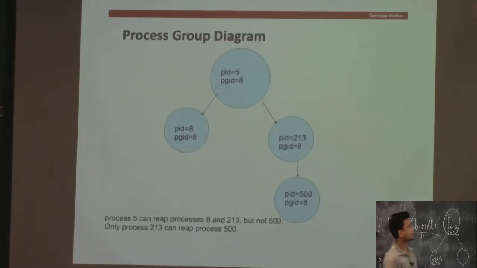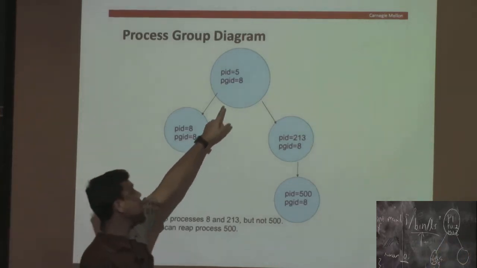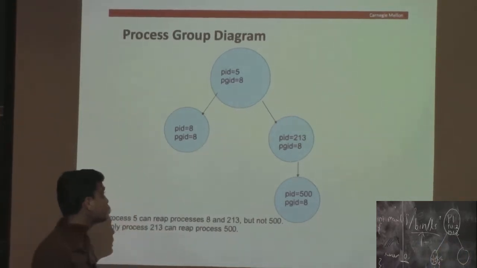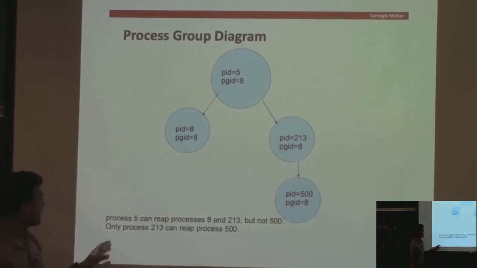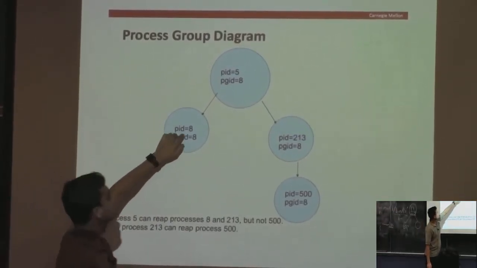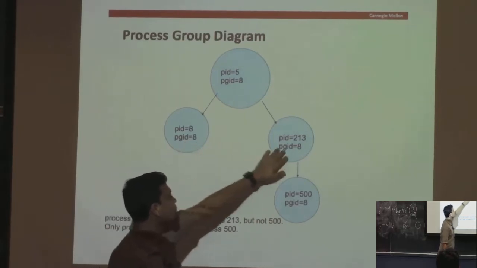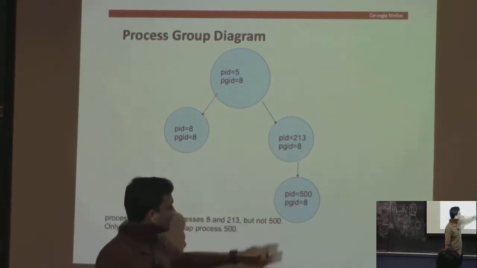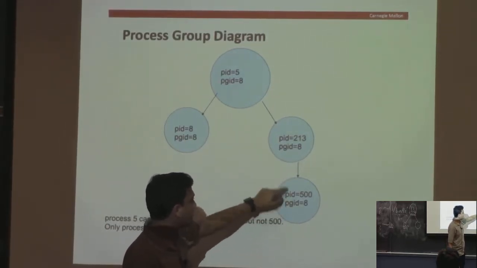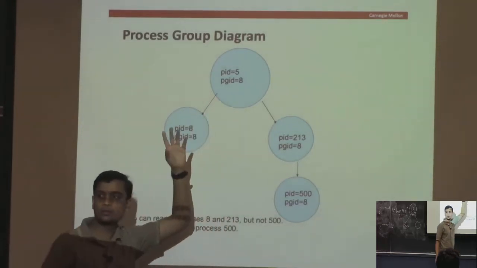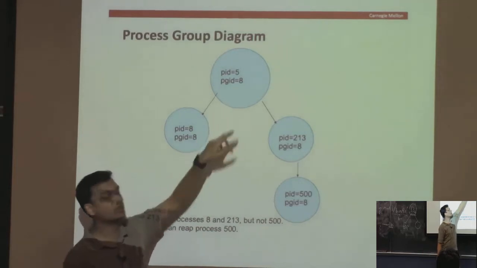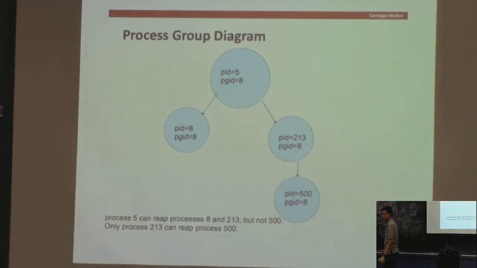This is the basic diagram. In this case, you'll see that this is the main parent process, which has a PID 5 and PGID 8, and the key thing to note here is this particular process can only reap these 2, and if this has to be reaped, it will either be reaped by this particular process or will be reaped by init, which is the main process that runs, and it cannot be reaped by this. So that's the key thing to understand.